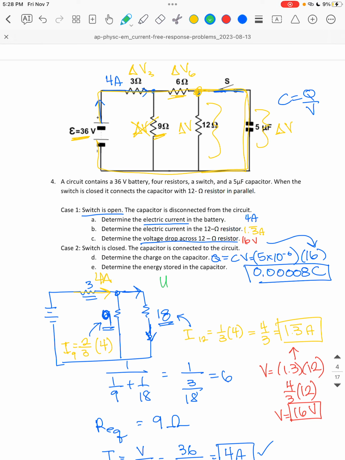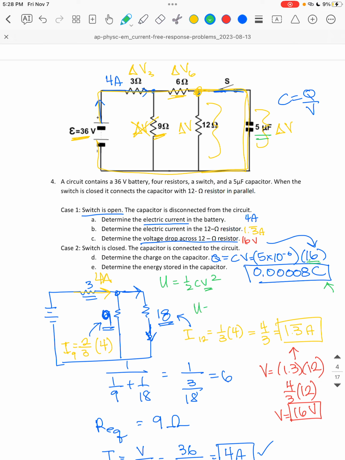Okay, last but not least, we want the energy stored in the capacitor. Energy is equal to 1/2 CV squared. I have the capacitance here, I have the voltage from here, and I can plug them in. The other option is to use 1/2 QV, which you already calculated the Q there. All of them are going to give you the same answer.